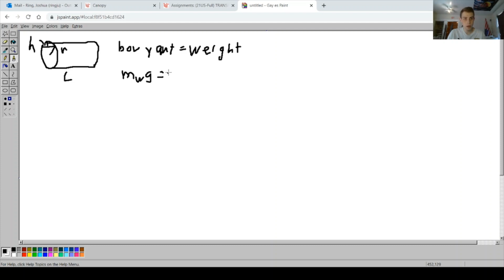And the weight of the log will be very similar to the buoyant force. It will be the mass, this time, of the log, also times acceleration due to gravity. So, as you can see, two common variables, we can just cancel out the g's, leaving us with just the mass of the water equaling the mass of the log.